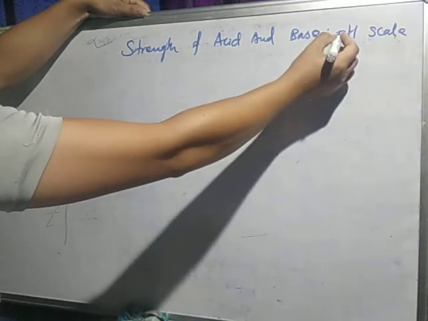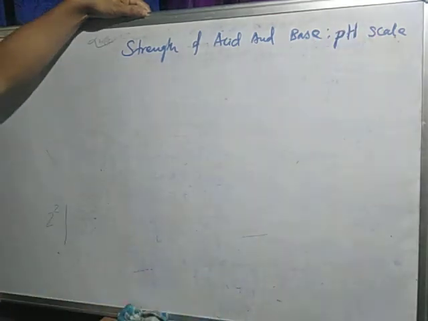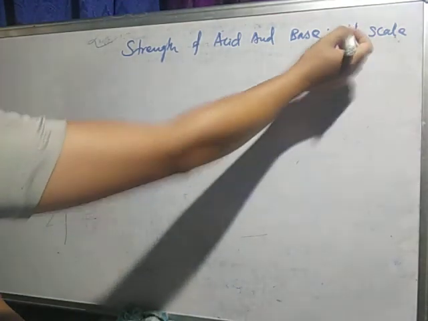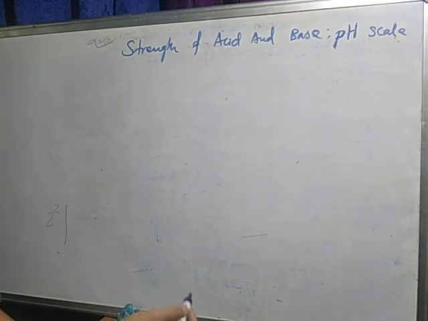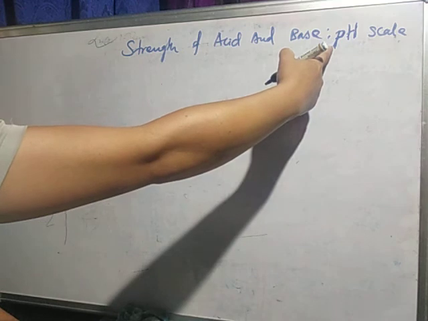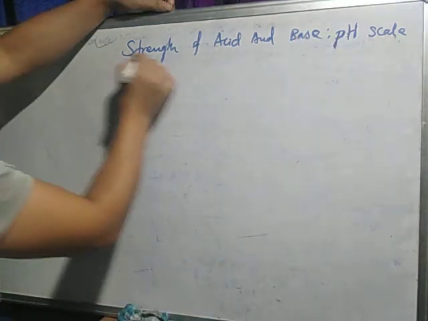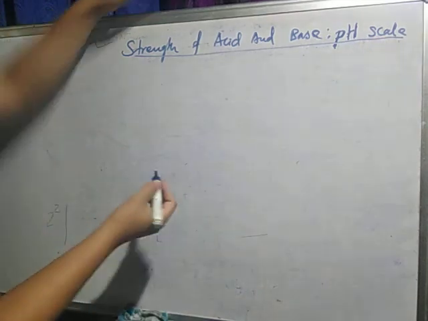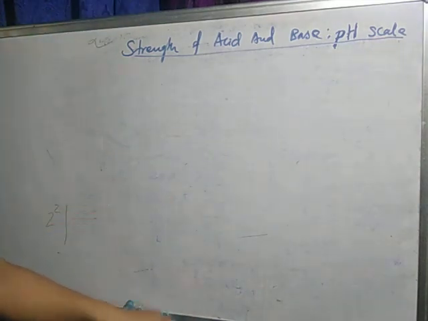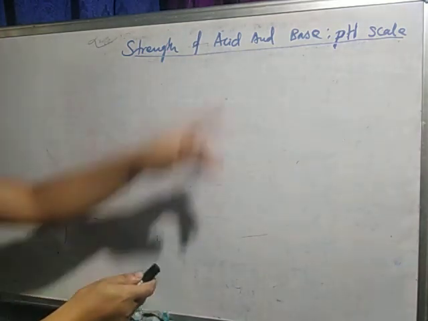And see this one, this should be capital letter P, and H should be small letter, right? No, p should be a small letter, H should be a capital letter. Okay, so whenever you write pH scale, the first letter should be small letter, remember this one. So by the topic you understood what we are going to study. Okay, see how strong is your acid and how strong is your base is given by the pH scale.